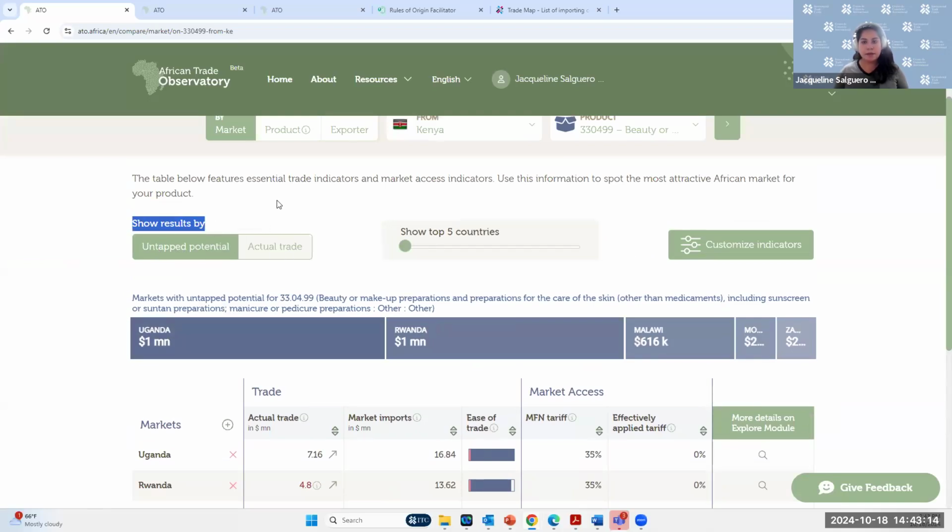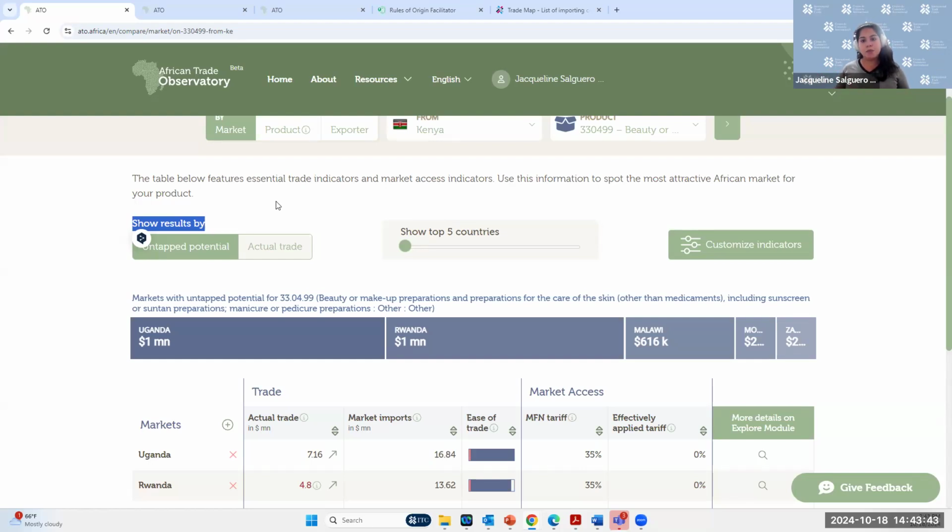Here it's telling me that the results are filtered by the untapped potential. If you recall, I told you there are many concepts that we need to understand, but let me put it in simple words. Untapped or unrealized potential means how much more you can export, based on data, because here it is all based on data. It's not guessing, like based on what your friend or your neighbor told you. All the information you will see here is evidence based on statistics.